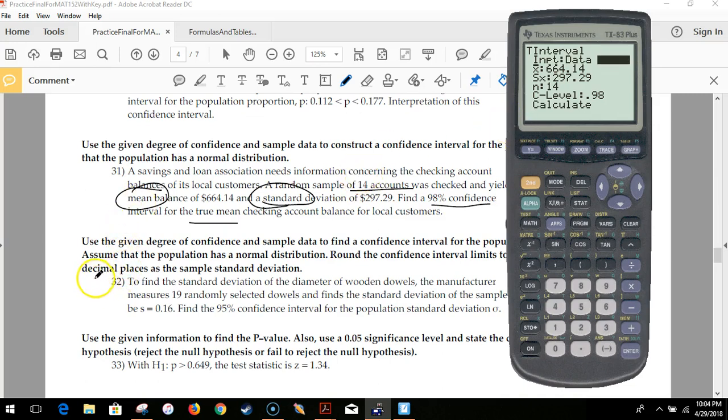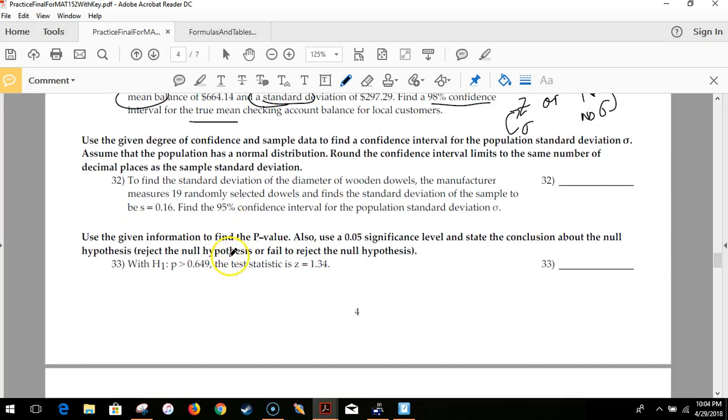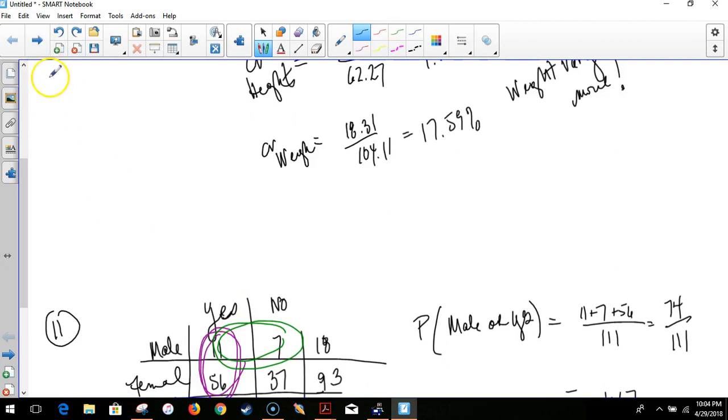32, and our last question for Chapter 7. Find the standard deviation for the diameter of wood dowels. The manufacturer measures 19 of them. He finds the standard deviation of the 19 to be 0.16. Find a 95% confidence interval for the population standard deviation, which is a little sad because you cannot do that in the calculator. So, back over here.